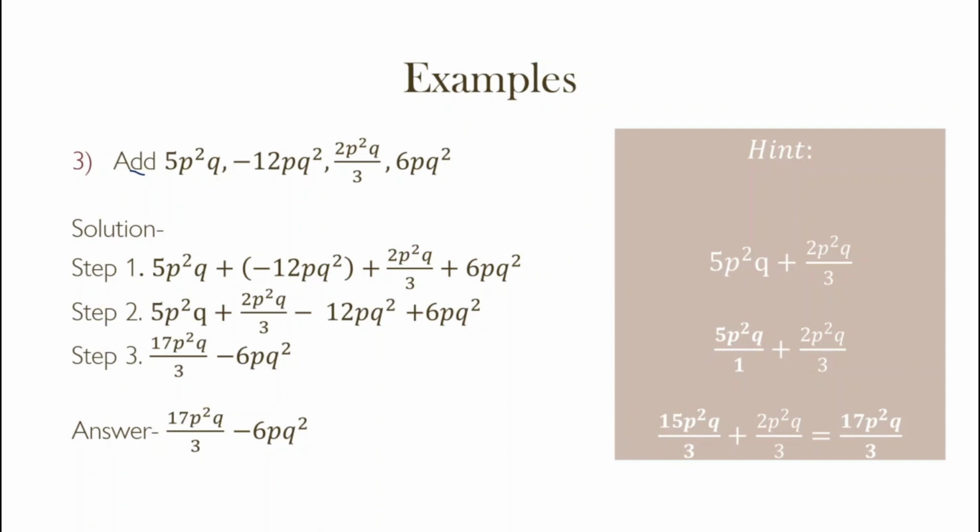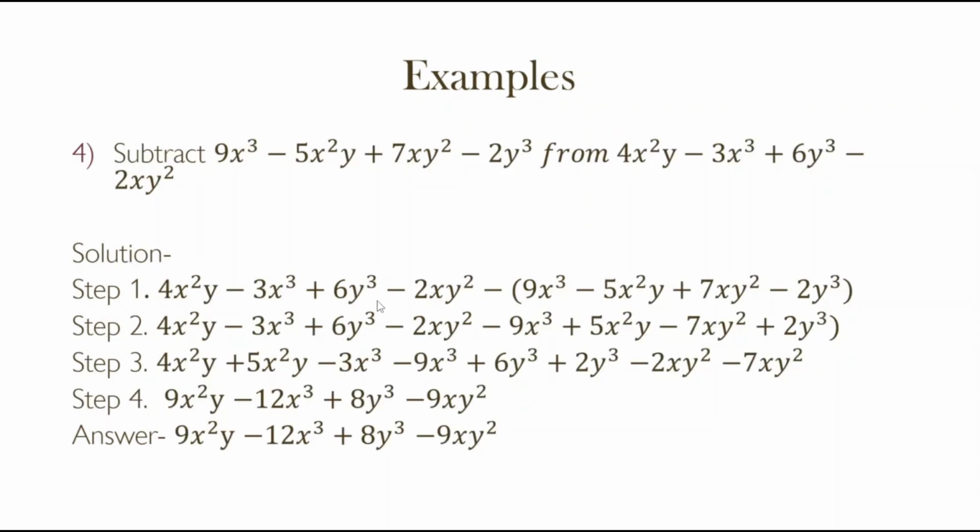Now moving to the next question. Subtract 9x³ minus 5x²y plus 7xy² minus 2y³ from 4x²y minus 3x³ plus 6y³ minus 2xy². So what's the difference in this question? How is it different from the questions that we have discussed earlier? The difference is, in earlier questions we were doing addition, but here we are subtracting.